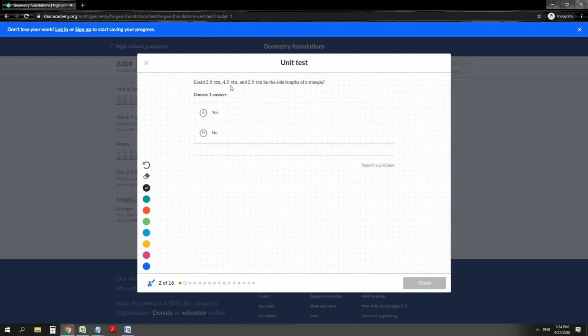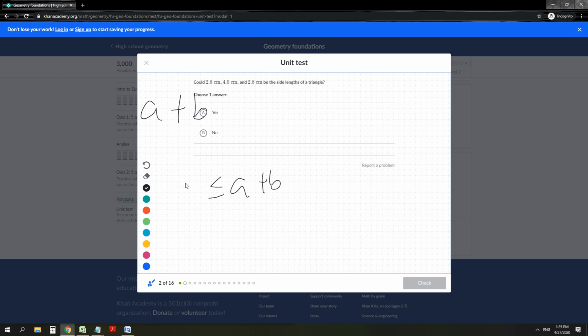Could 2.8, 4, and 2.8 centimeters be the side lengths of a triangle? Now, if you remember the triangle inequality, two sides of a triangle have to be both bigger than the other side of the triangle, and smaller than the other side of the triangle. So we have all 3 sides, we have a triangle like this.